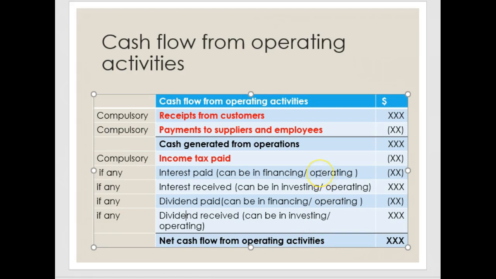So there are five things that you need to disclose separately. Just now I did mention that income tax paid, interest paid, interest received, dividend paid, and dividend received have to be disclosed separately, which means that you cannot put your interest paid into payments to suppliers and employees. No, you can't do that. You have to disclose it separately. So once you have your cash generated from operations, minus your income tax paid, minus your interest paid, add your interest received, minus dividend paid, plus dividend received, you will get your net cash flow from operating activities.